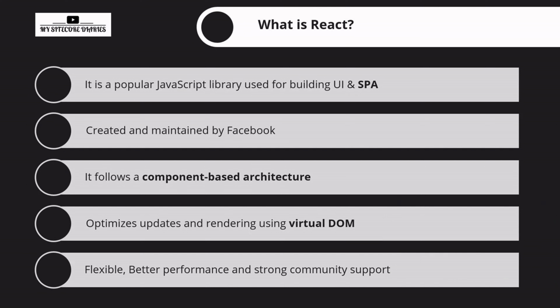The last one is that it is flexible, with better performance and strong community support. So React has strong community support also. So React is a JavaScript library which is created by Facebook. It is a component based architecture. It uses a virtual DOM to optimize the updates and rendering, and it's flexible, with better performance and strong community support. So the important point is it's a JavaScript library.